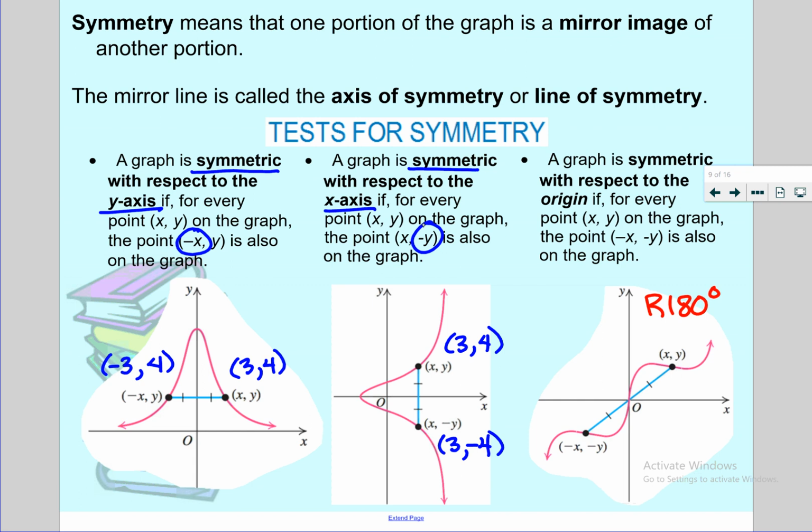The third is our origin. Remember I said symmetry to the origin is the same as a graph that's been reflected over both axes. So we actually are going to use both the opposite of x and the opposite of y. If you look at a set of coordinates like 3, 4, both coordinates will become opposite when we have that type of symmetry. Both the x will be negative and the y will be negative because we're reflected over both axes. Okay? So we're going to do an example of that in a second here.